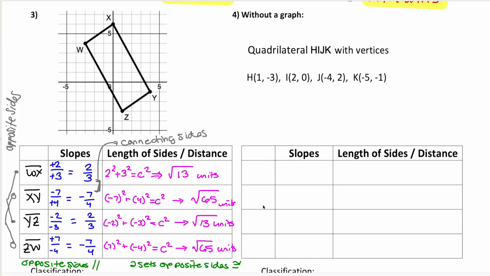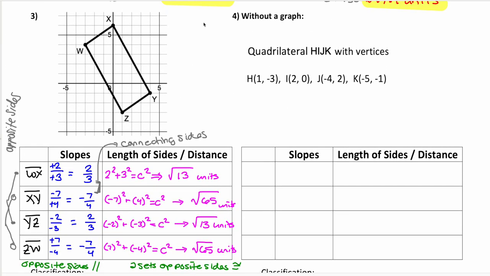Next, we're going to do question 4 without a graph. This is going to be quadrilateral HIJK with these 4 vertices. So without a graph, we want to go ahead and list out the names of our sides. We're going to go in order from H to I, so we'll have segment HI. Then we'll do I to J, so segment IJ. Then we'll do segment J to K. And then we'll go from K back to H, so we'll have segment KH.